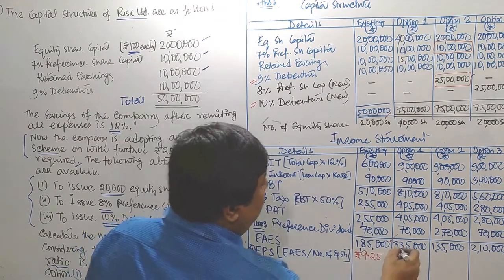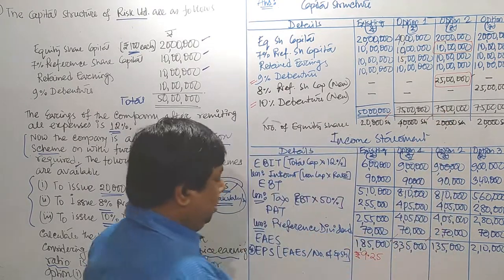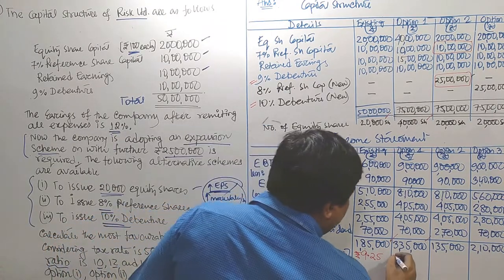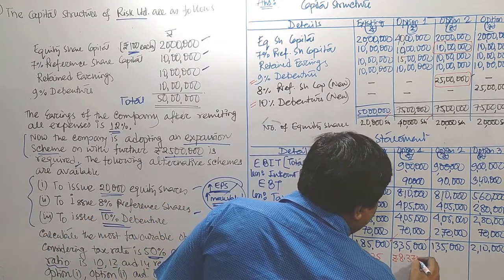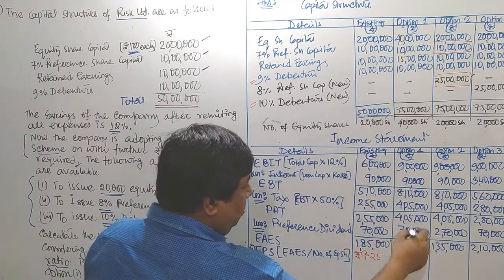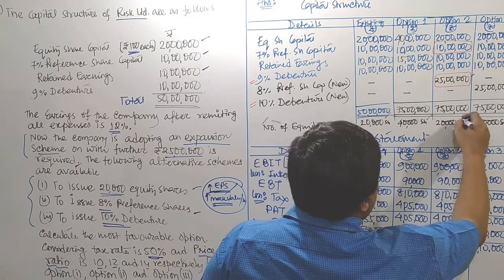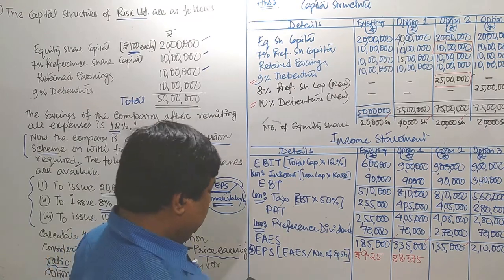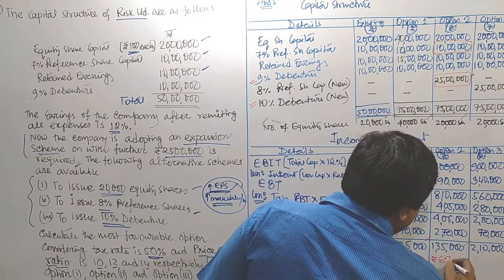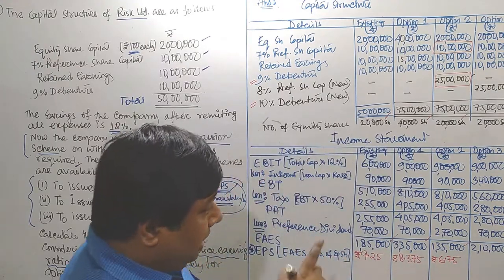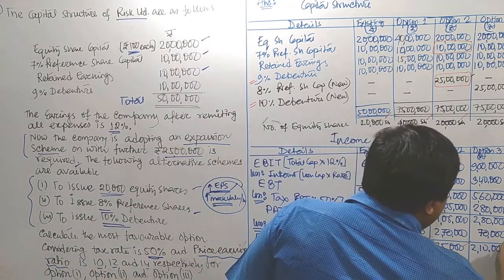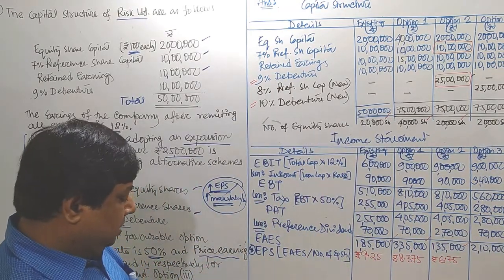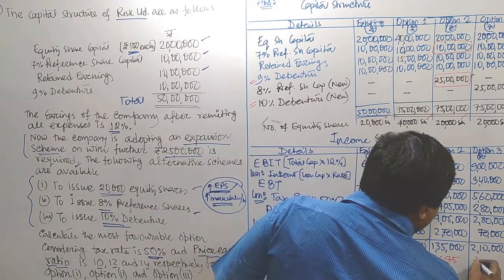For option 2, 3,35,000 divided by 40,000. It will come 8.375 rupees. In option 2, 1,35,000 divided by 20,000 will come 6.75. And the last option, that is option 3, it is 2,10,000 divided by 20,000. It will come rupees 10.5.